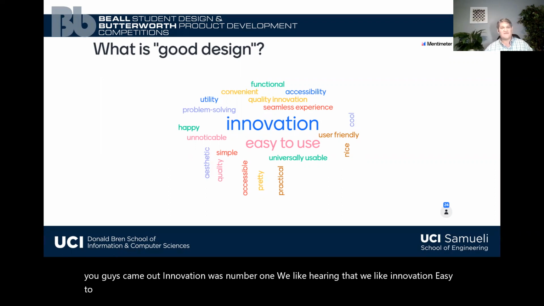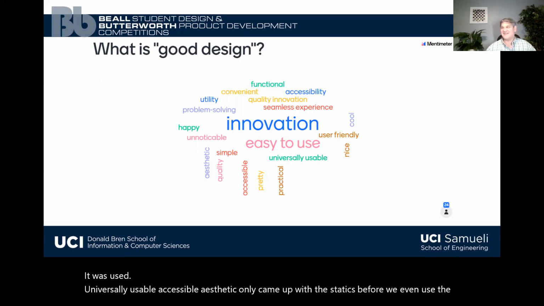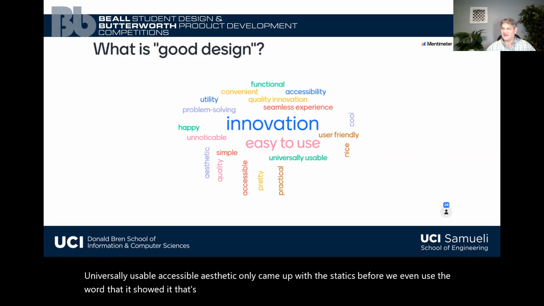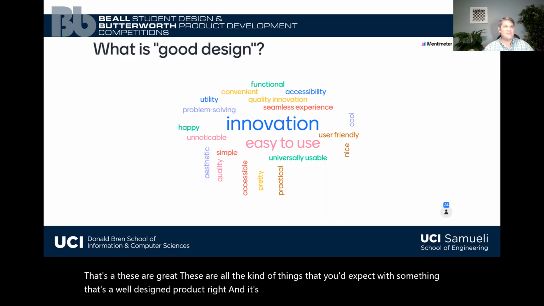If you're not familiar with word clouds, the bigger the word, the more common it was used. Universally usable, accessible, aesthetic. Someone came up with aesthetic before we even used the word. That's good. Convenient, quality, innovation, seamless experience, right? These are great. These are all the kind of things that you'd expect with something that's a well-designed product, right? And it's ultimately what matters.